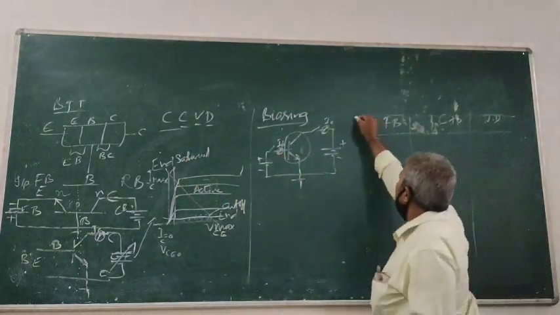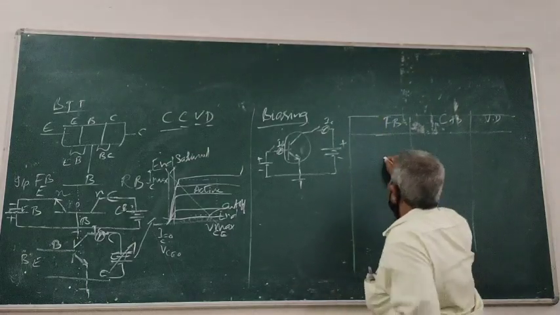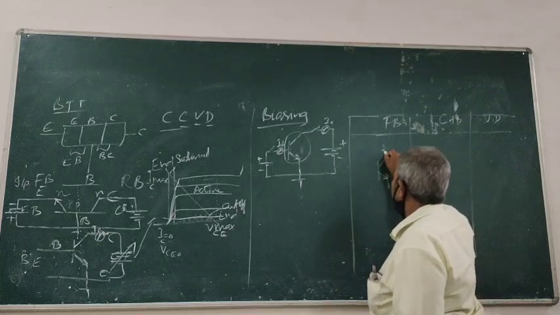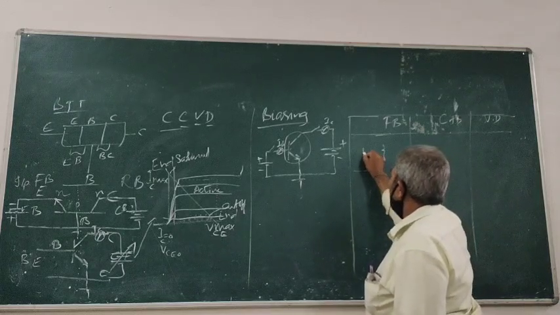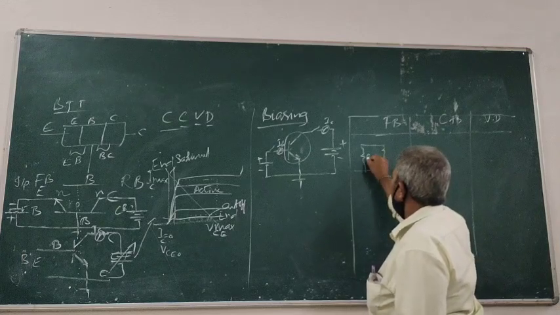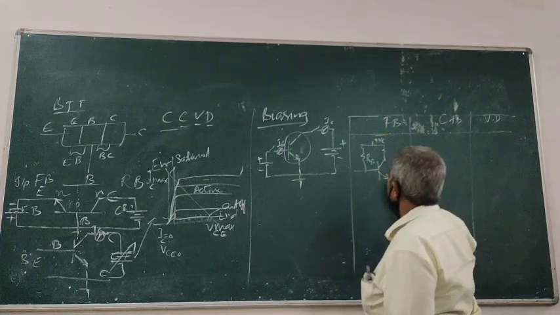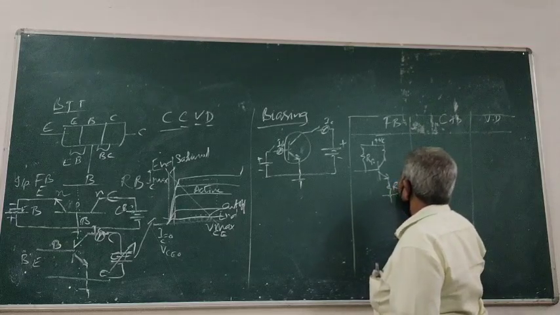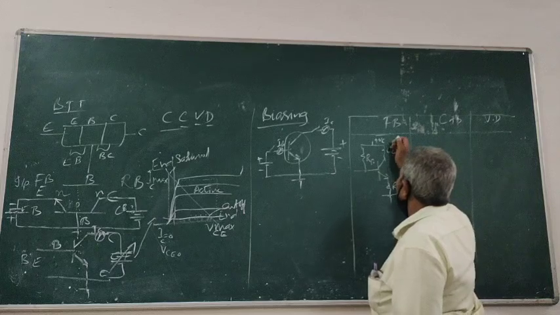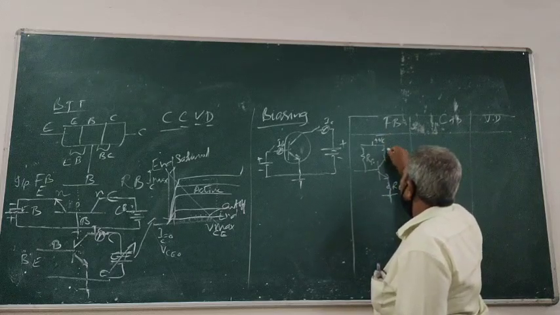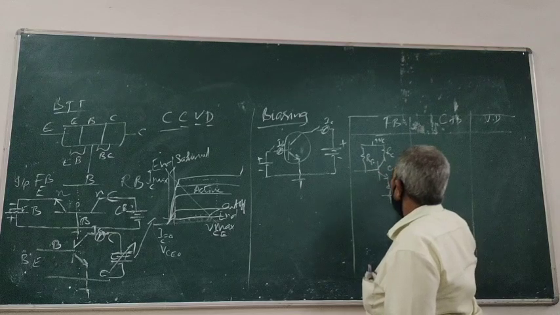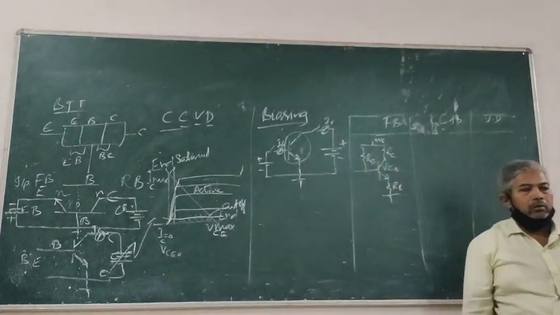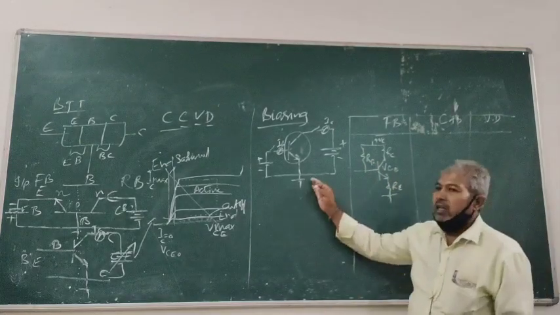How does this appear? See, this is a transistor, right? Suppose you are giving RB, positive VCC, RE, RC, C, VCE. Okay, so this is the voltage. This equivalent we are going to write.